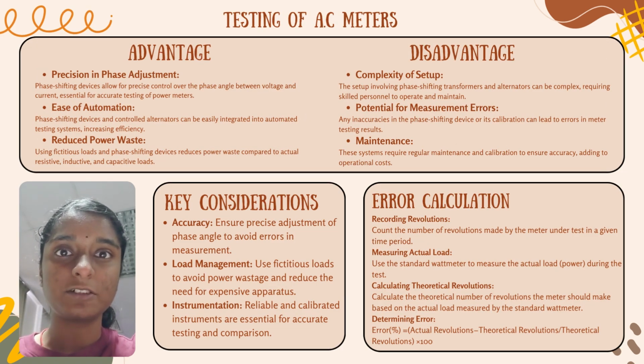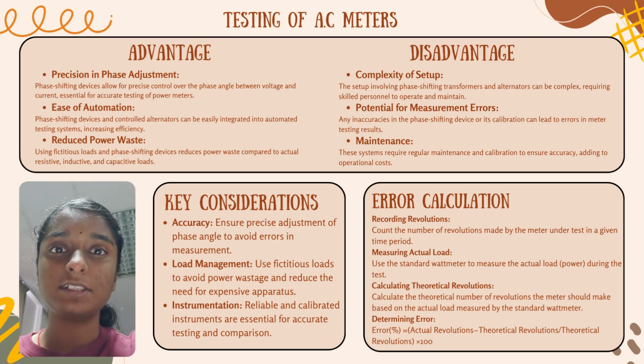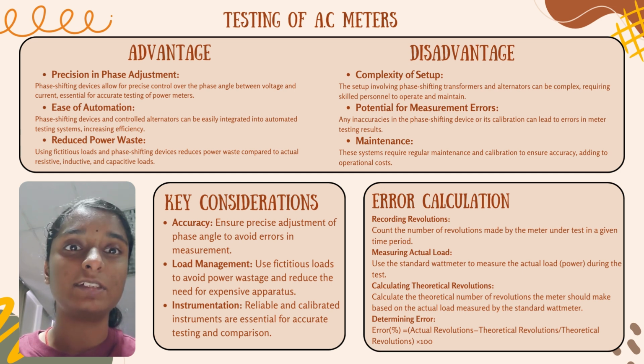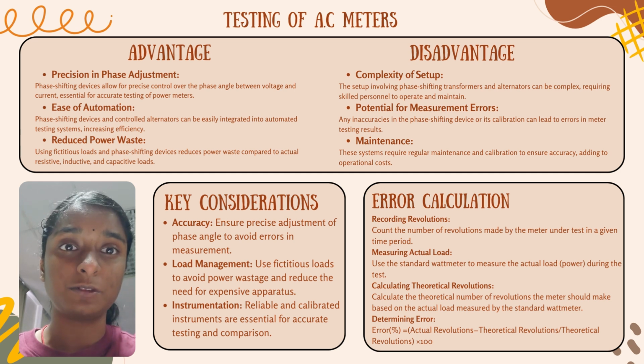The advantages of testing of AC meters are, first, the precision in phase adjustment, as it allows for precise control over the phase angle between voltage and current, which is important for accurate testing of power meters. The second one is ease of automation, as the phase shifting devices and controlled alternators can be easily integrated into automated testing systems. The third one is reduced power waste, because fictitious load and the phase shifting devices reduce the power needed, so it doesn't waste additional power compared to actual resistive, inductive and capacitive loads.